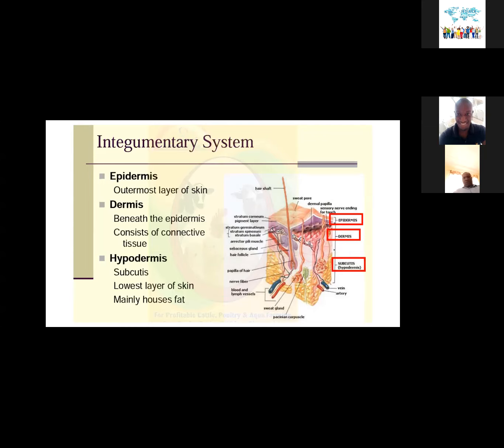Then we've got the hypodermis. This is the innermost layer, which is made up of subcutis. It's the lowest layer of the skin and mainly houses fat. So in your hypodermis is mostly where you find fatty tissues and adipose cells, which are able to store fats and provide insulation for the body and so forth.